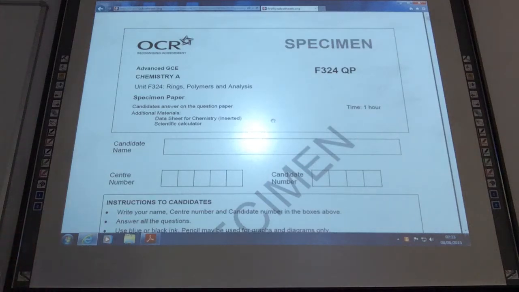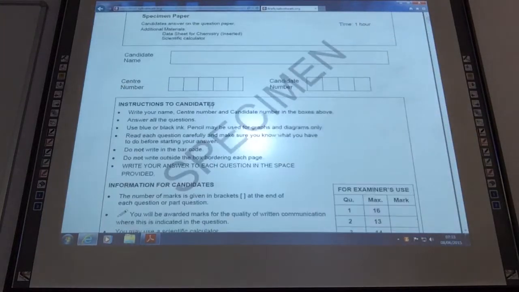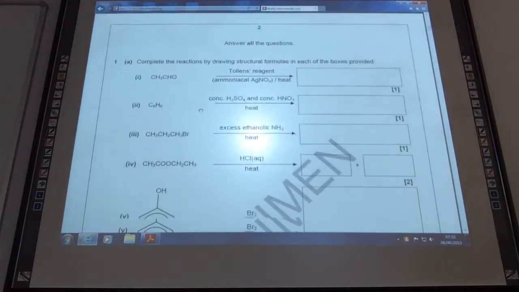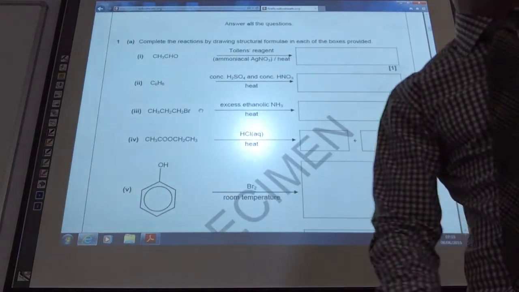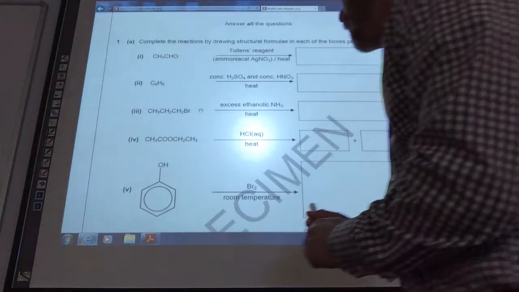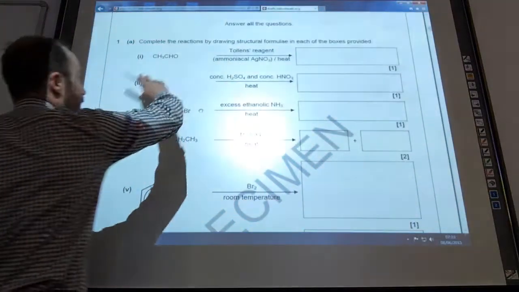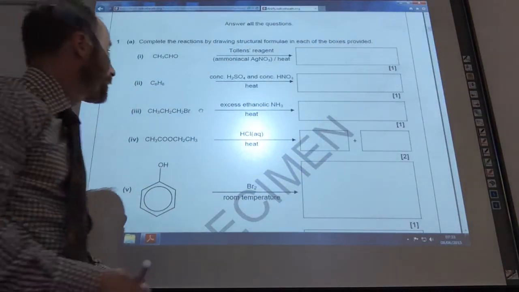Okay, so today we're going to go through the specimen paper for rings, polymers and analysis. This is a slightly shorter paper than the one that you'll be facing, but it's some good questions just to test our synthetic knowledge. So the first thing, it wants me to complete the following reactions. So this is good practice for your synthesis.